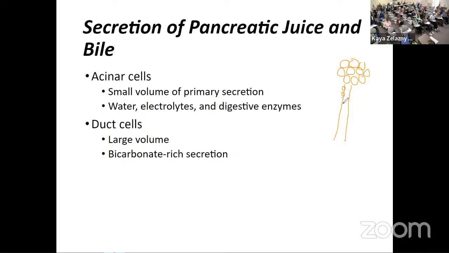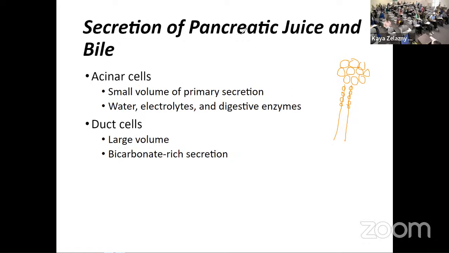So that's the general breakdown of what you might see if you took a slice of a gland and sectioned it and looked at the histology. Okay, so we've got our acinar cells and we've got our duct cells. They're going to be secreting different things.